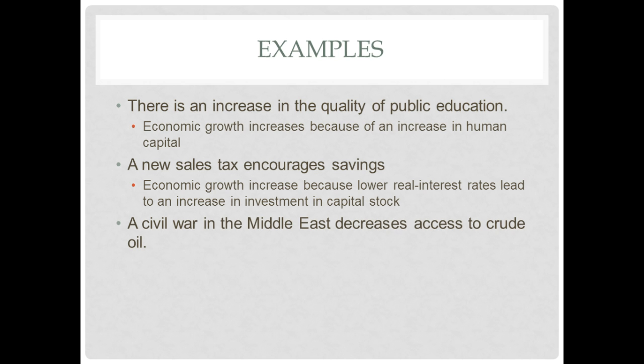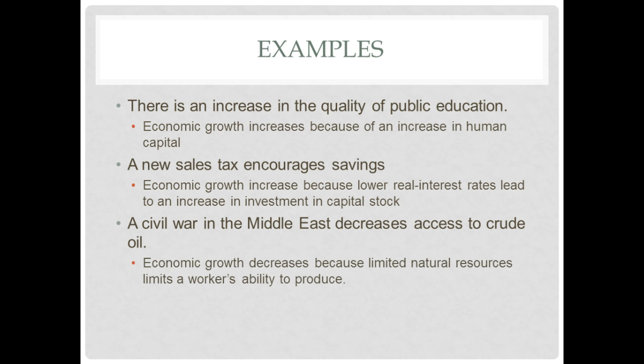All right. A civil war in the Middle East decreases access to crude oil. All right, we've cut back on our natural resource access. Not surprisingly, that will cause a decrease in economic growth. Because limited natural resources limit a worker's ability to produce. Again, if a worker needs to, for example, go to work in order to produce, but he can't get there because he doesn't have enough gasoline, he can't produce. If a worker needs to use a lawnmower to cut the grass, but he doesn't have enough gasoline to operate the lawnmower, it doesn't matter how hard that worker works, he cannot produce. So in this case, decreasing access to natural resources is limiting economic growth.